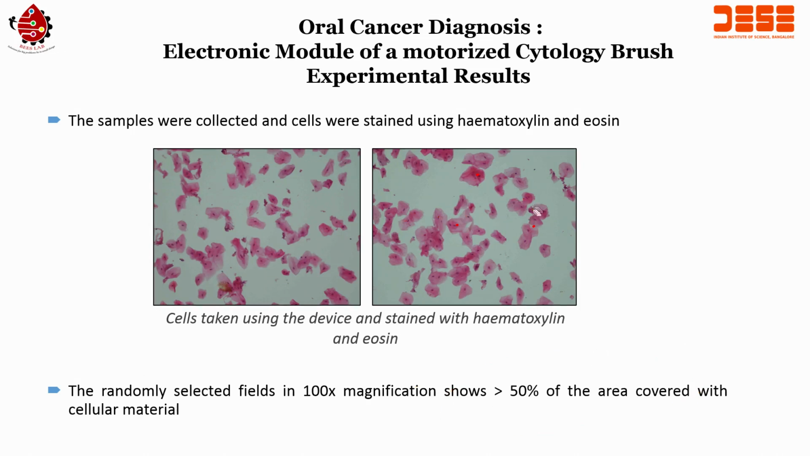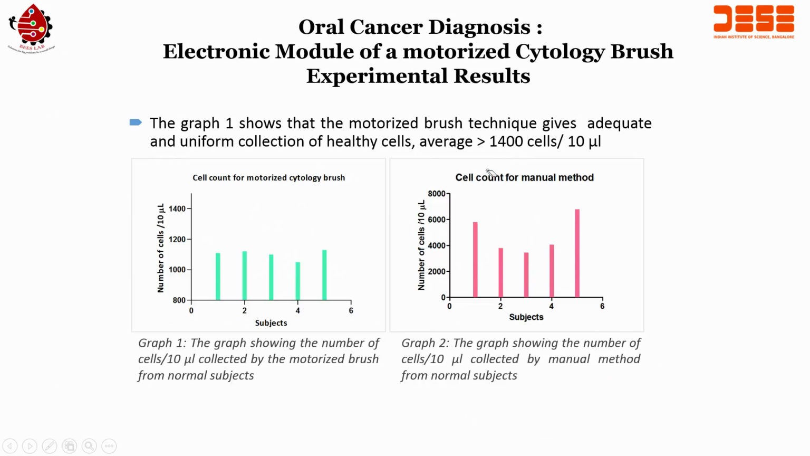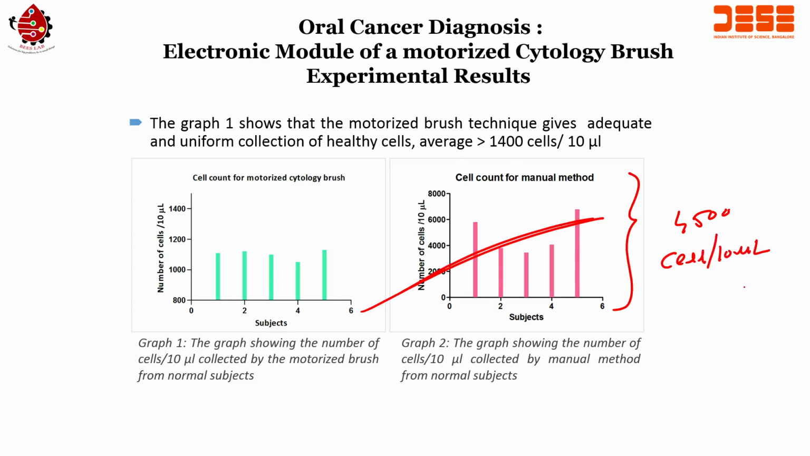Okay. Now, further, this is very interesting: if you count cells using the manual method, the average comes out to be 4500 cells in 10 microliter of sample. But we do not require that many cells to understand the cytology. We require about 1000 or fewer to understand whether there are atypical cells or not in a given slide. So, this manual method was carried out by a professional, a physician.